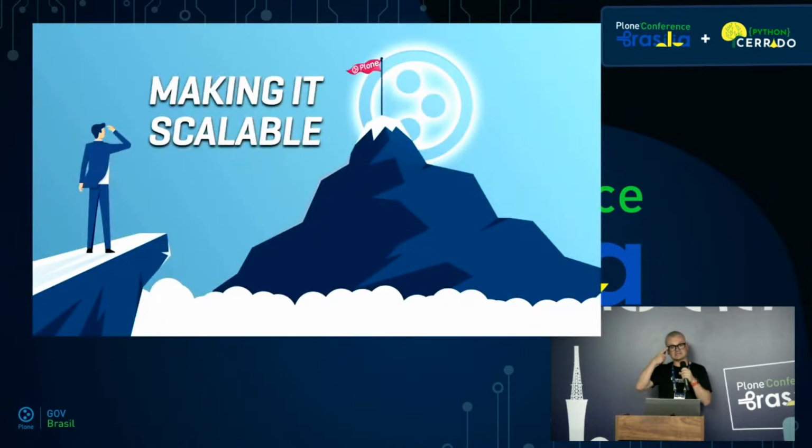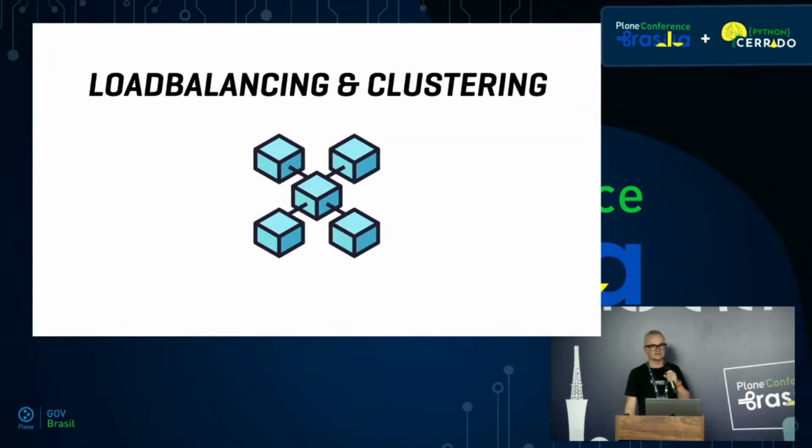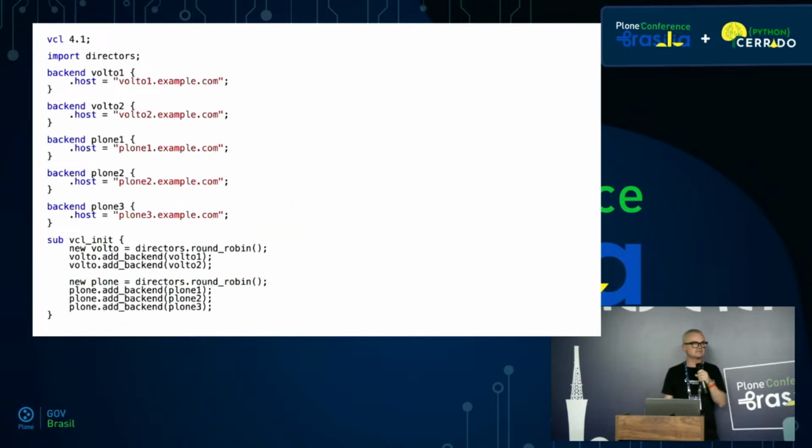Last bit of the puzzle is making it scalable. And we need to talk about load balancing and clustering real quick. So load balancing in Varnish is quite straightforward. You can have multiple backends, multiple Voltos, multiple Plones, and then you can create a director, which is a module that takes on multiple backends. And when you call the .backend function or method, it will expose a single backend based on a distribution algorithm. Could be round robin, could be something else.